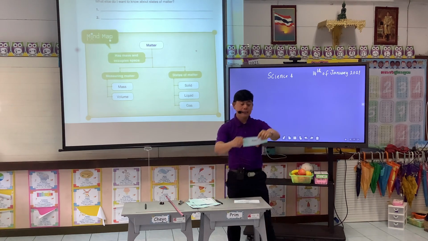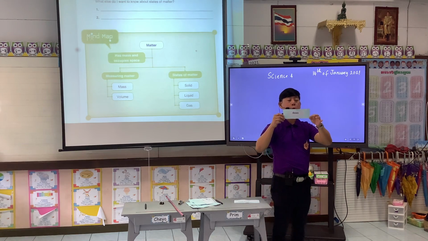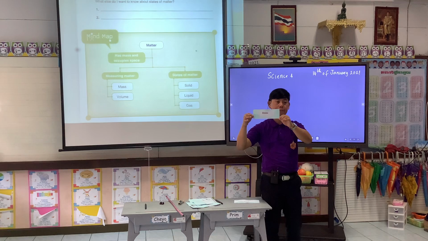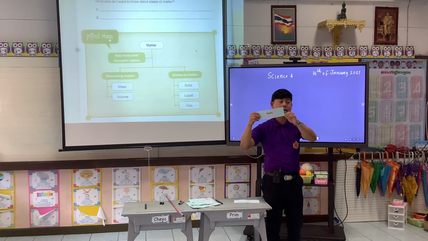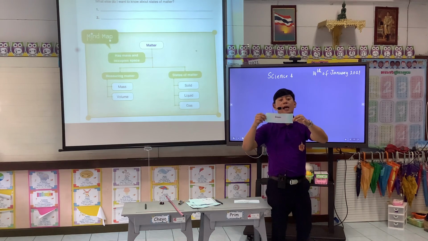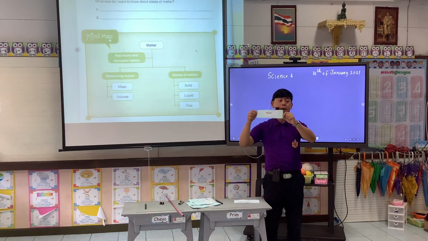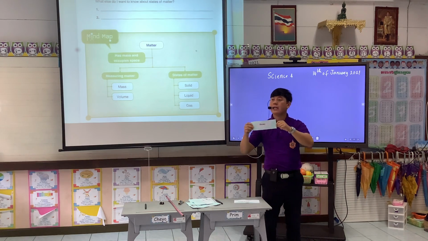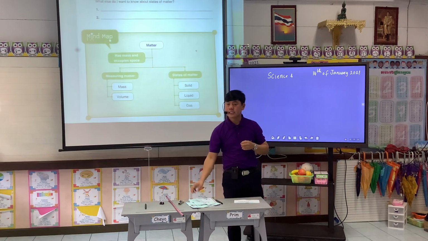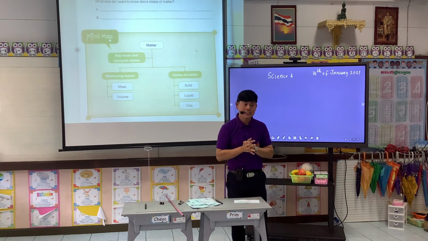Okay, next word is gases. Gases have no fixed shape and no fixed volume. Examples are oxygen, helium, nitrogen, and carbon dioxide. Even when we boil water, the steam coming out is called a gas.